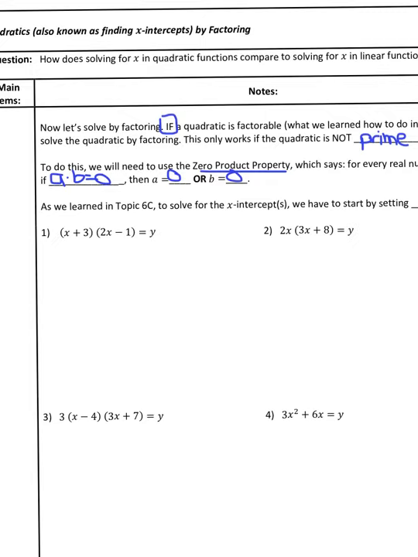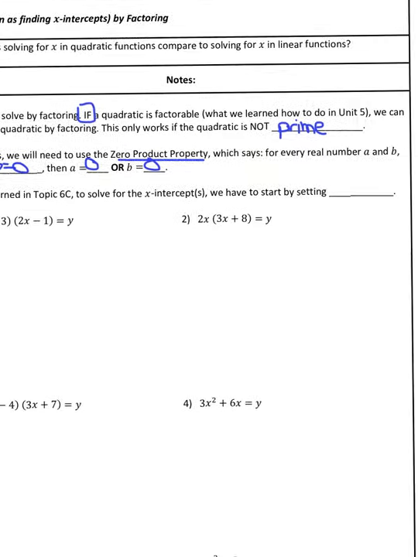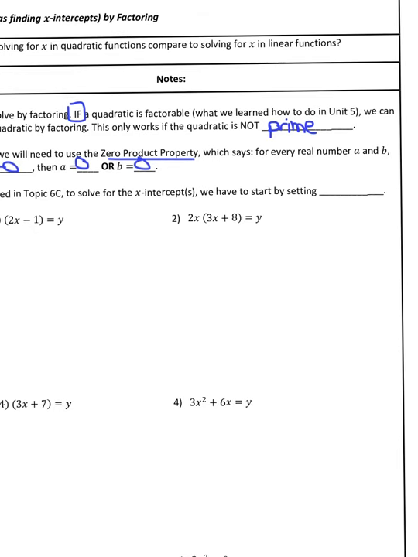The other key thing we need to remember, as we learned in our last topic, 6C, is that to solve for x-intercepts, if the problem has a y, then we have to make sure we set the y equal to 0. The whole goal here is to find the x-intercepts. For every x-intercept, y equals 0. This is why this property works.